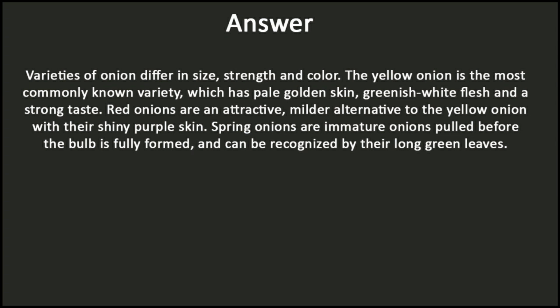Varieties of onion differ in size, strength, and color. The yellow onion is the most commonly known variety, which has pale golden skin, greenish-white flesh, and a strong taste. Red onions are an attractive, milder alternative to the yellow onion with their shiny purple skin. Spring onions are immature onions pulled before the bulb is fully formed, and can be recognized by their long green leaves.